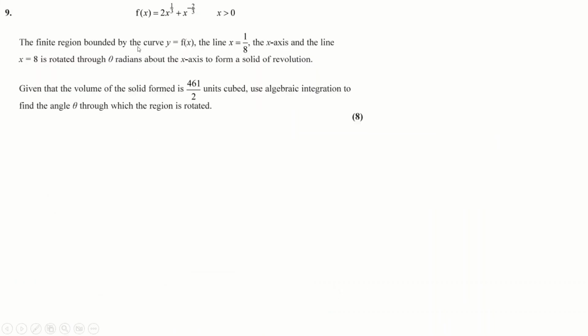So we've got an f of x here, and we're doing a volume of revolution. Now it's interesting, we're doing it through theta radians. That hasn't printed very well. Through theta radians around the x-axis. So we're doing an integral of y squared dx, because it's around the x-axis, between those two points there. But we're not doing it through 2 pi radians, we're just doing it through theta radians.